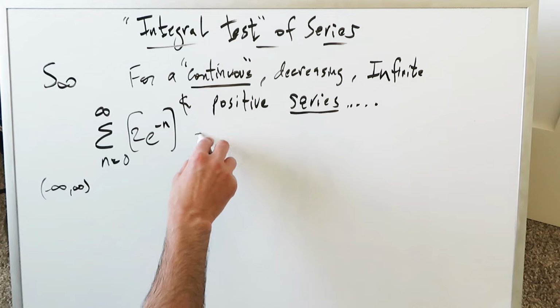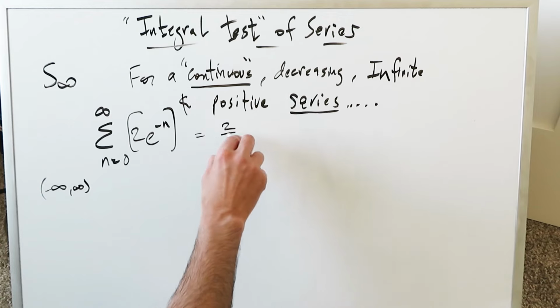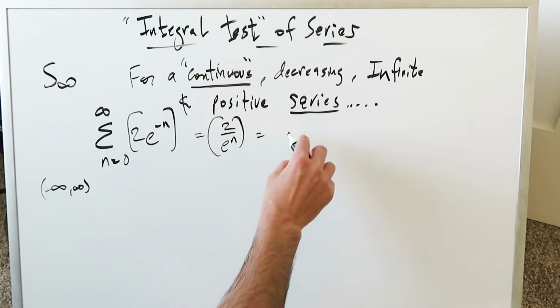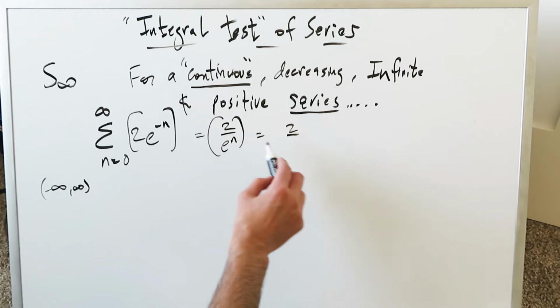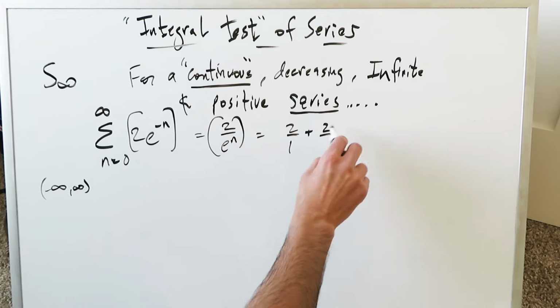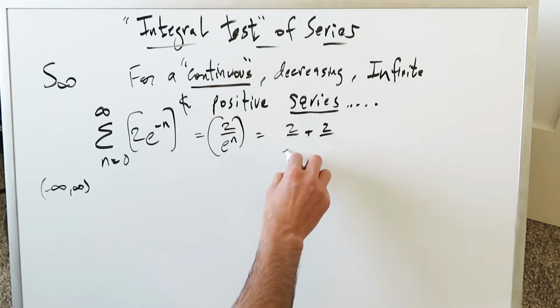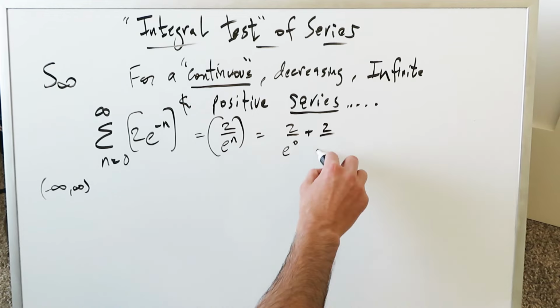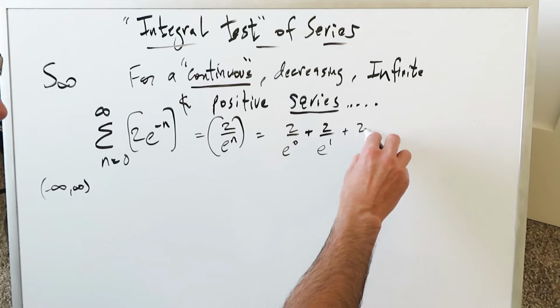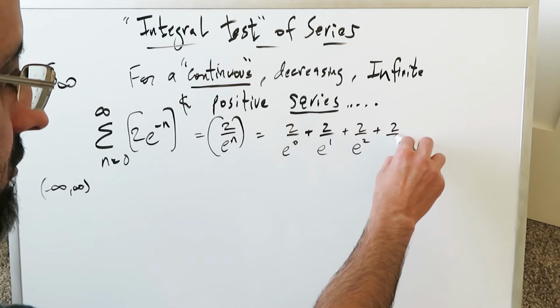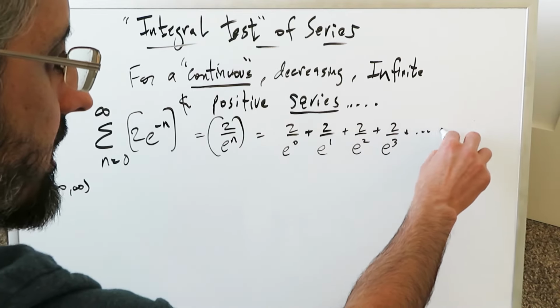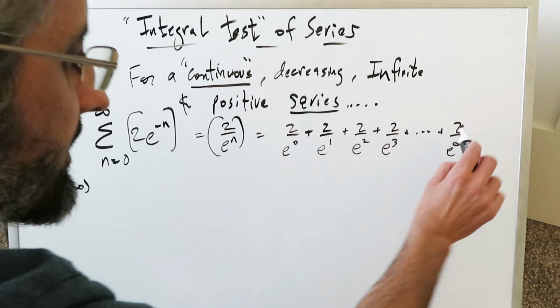You're looking at something which looks like 2 over e to the n. But when you open it up in terms of a series, you're looking at 2 over e to the power of 0, which is 2 over 1. But for consistency's sake, why don't I write everything in terms of e? 2 over e to the power of 0. Then the next one is 2 over e to the power of 1. Then 2 over e to the power of 2 plus 2 over e to the power of 3, all the way up to 2 over e to the power of infinity.